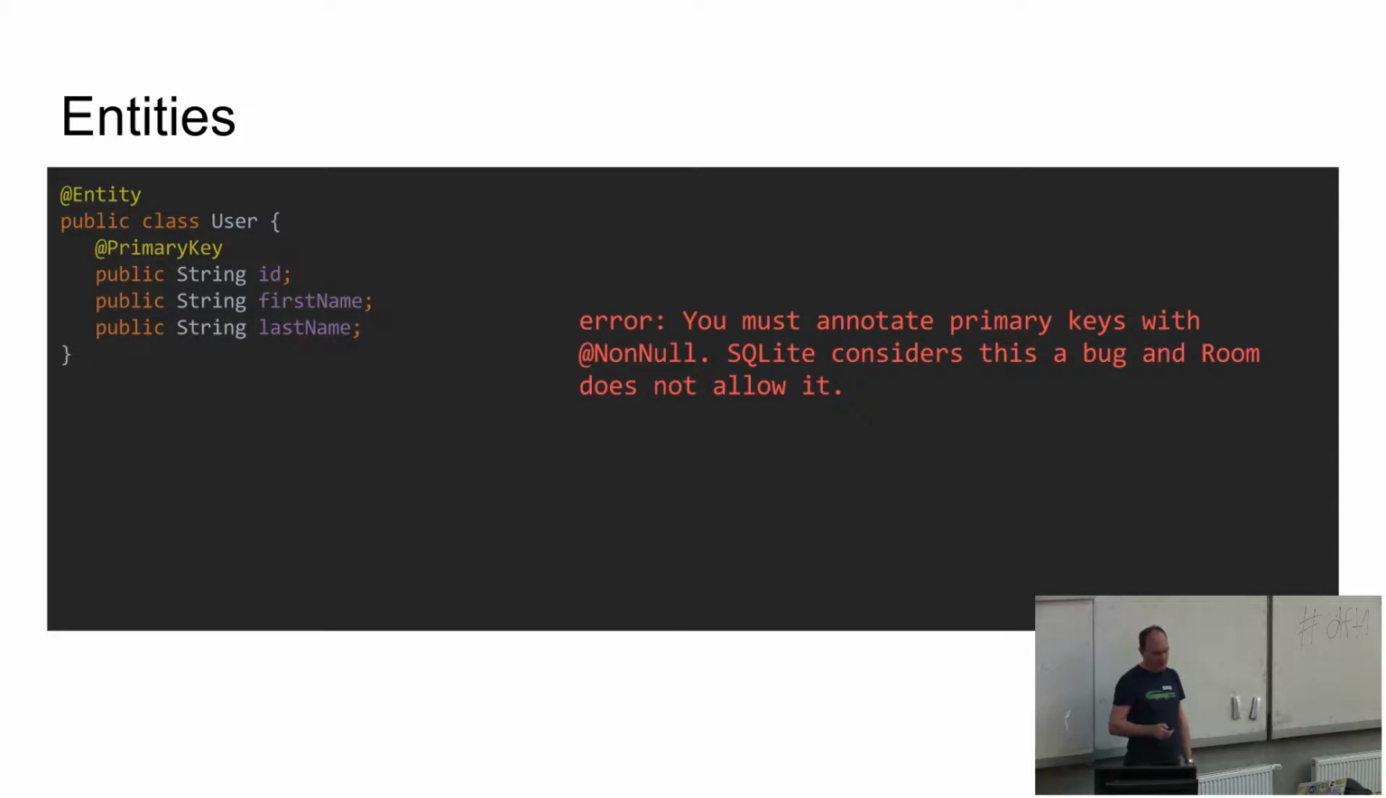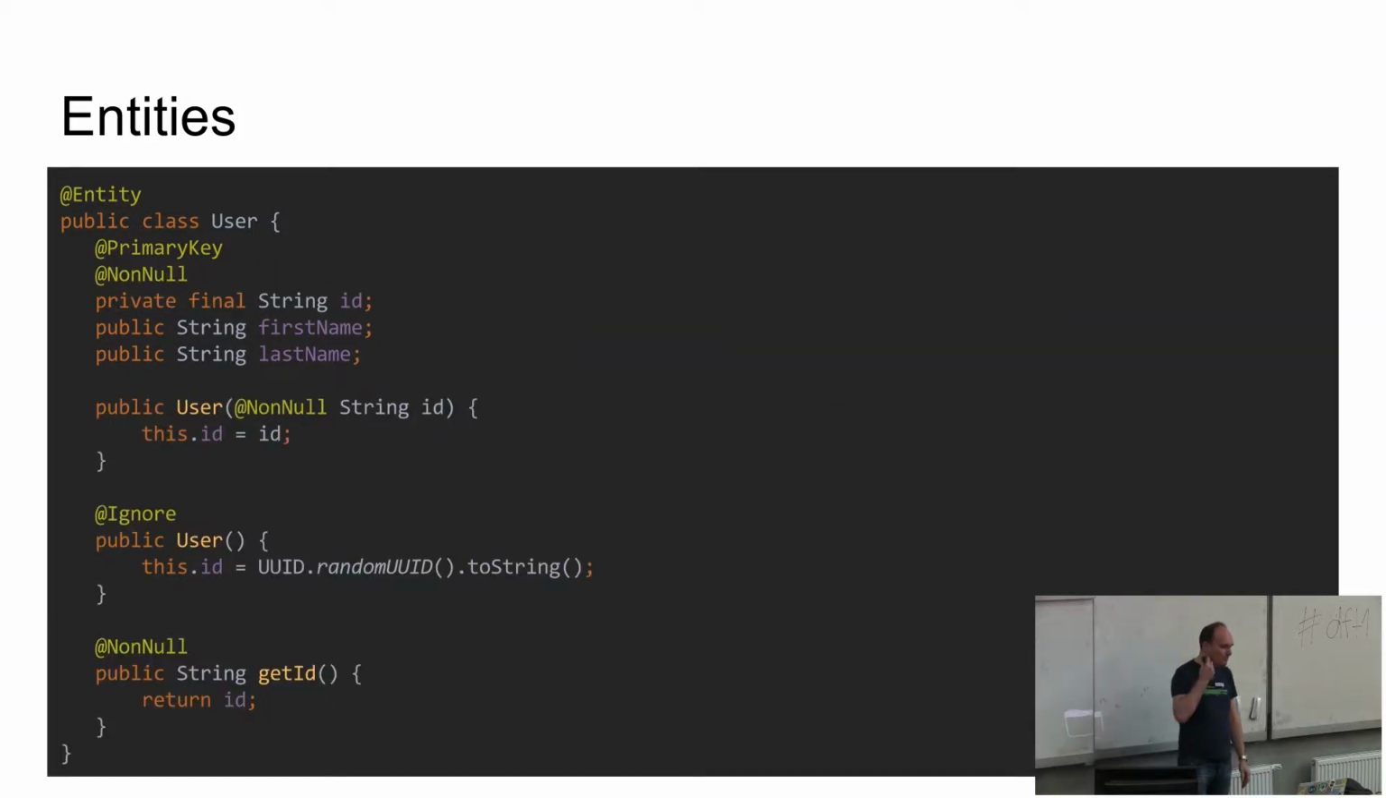So let's fix this. We annotate it with non-null, but now we get in this situation that, because it's non-null, we need to make sure that it's actually always initialized. And what's nice about this non-null annotation is once you annotate it with non-null, Room will also make sure on the database level that you are not allowed to insert any null, so it will be a non-null column as well. So now in this case we have our user, we have two constructors, one that takes an ID and the second one that generates some ID so that you can insert something new.